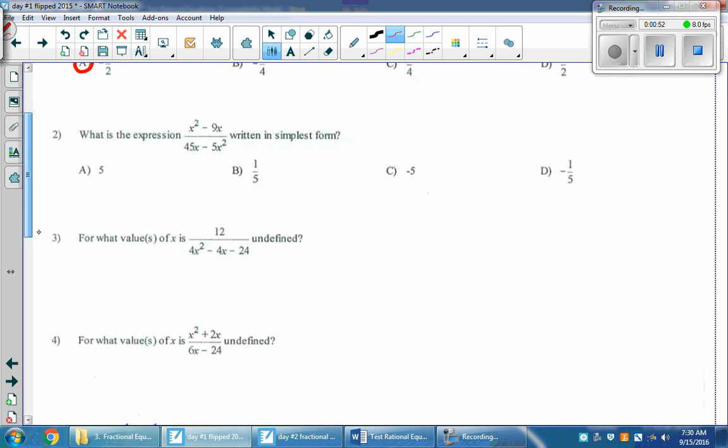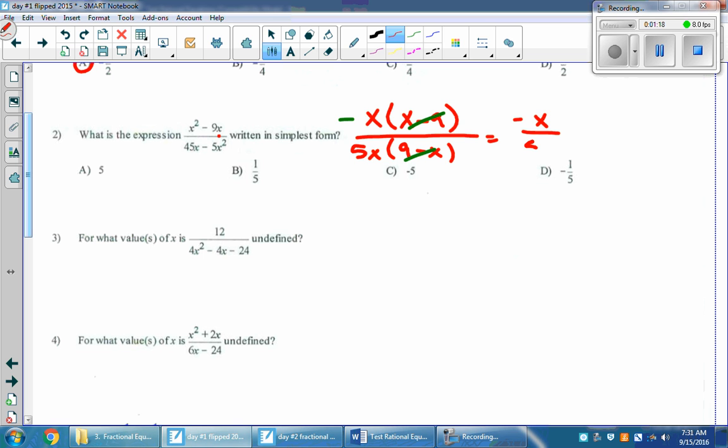2. Expression, simplest form. Factor top, factor bottom, cancel what's the same. x minus 9. That is not DOPS because of that x. 45, let's see, 5x, 9 minus x. Look at that. There it is again. -1. So I'm just going to rewrite this.